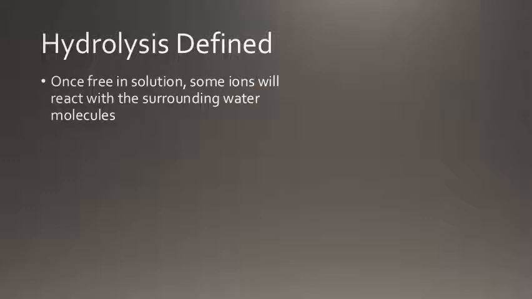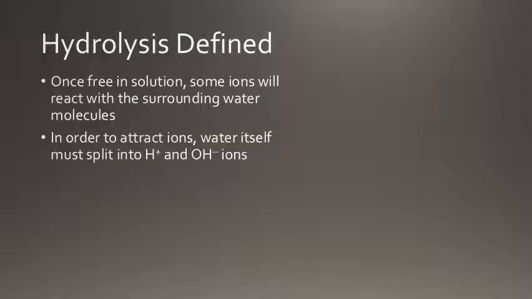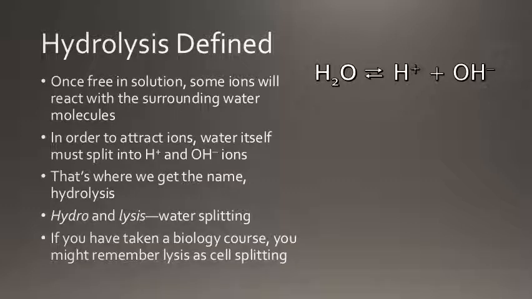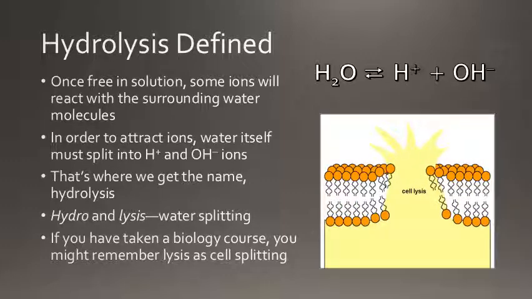Once the ions are free in solution, some of them can react with the surrounding water molecules. In order to attract these ions, the water itself breaks up into H+ and OH- ions. There's our equilibrium. And that's where we get the name hydrolysis: water splitting, hydro and lysis. If you've taken a biology course, you might remember lysis as the splitting of a cell. This is the splitting of a water molecule by the presence of ions and the subsequent reaction.